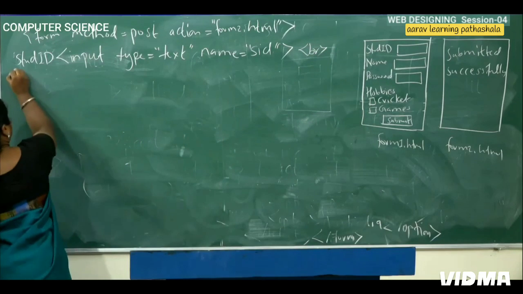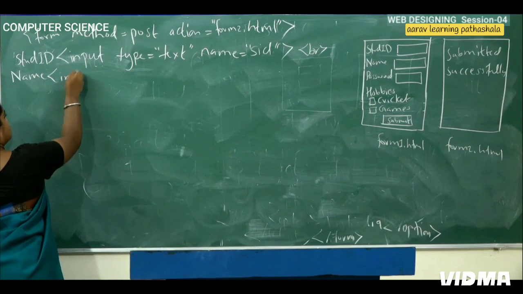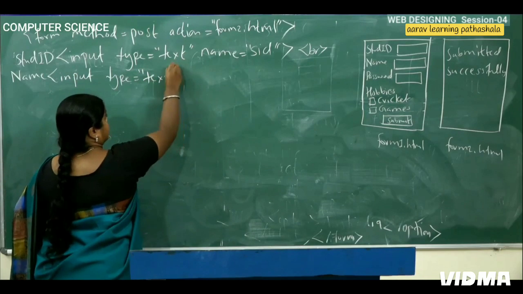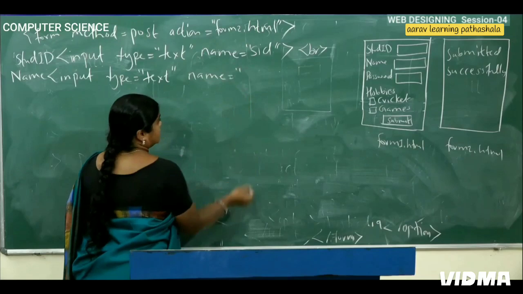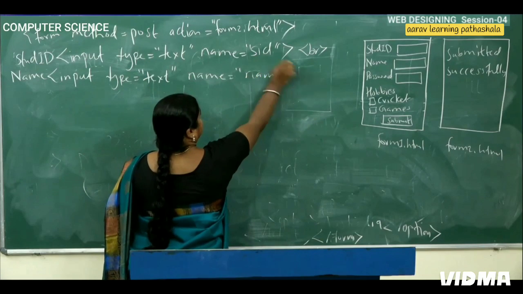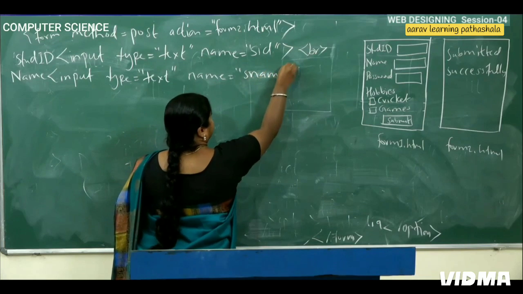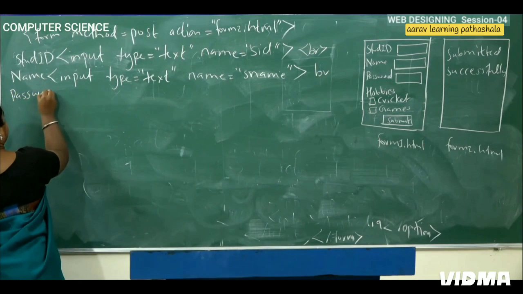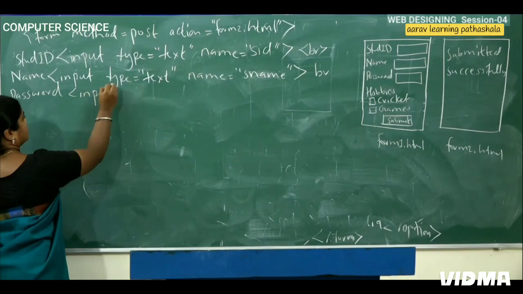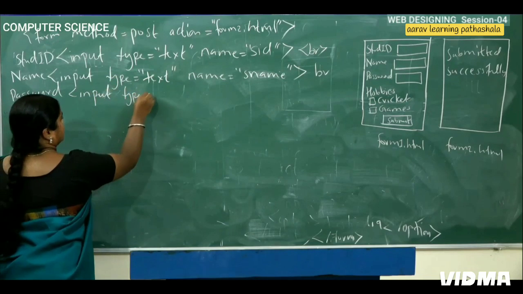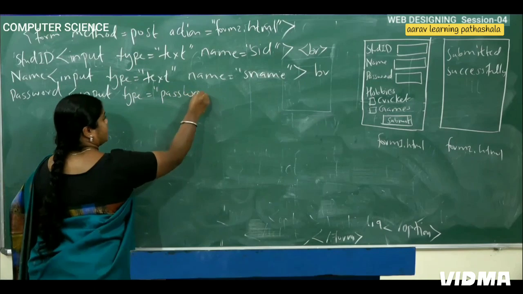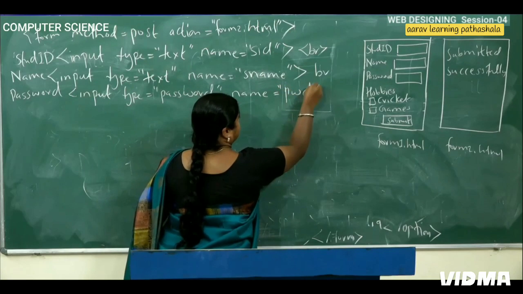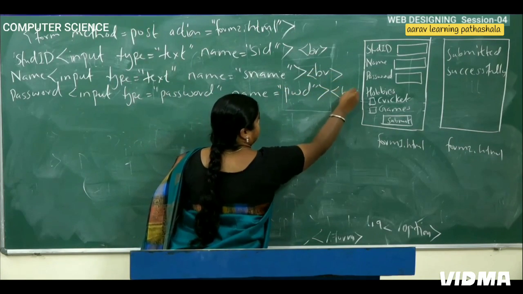So we have taken BR tag there. In the same way, name, input type is equal to text, inside double quote, then name is equal to student name, then BR, input type is equal to password, name is equal to, inside double quote, PWD, tag complete, then BR.